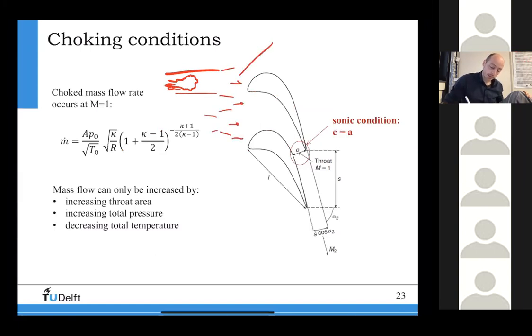And you can safely assume that the velocity in the combustion chamber is relatively small, so the kinetic energy can be neglected. Then you can say that you know T01, or I don't know, T02 in this case, and you know P0, right? You know the total conditions, the total pressure and the total temperature.